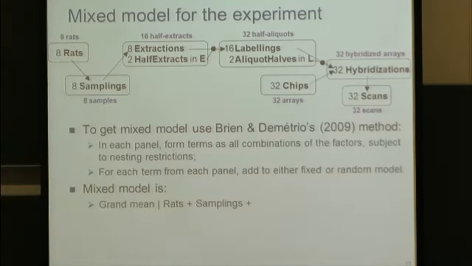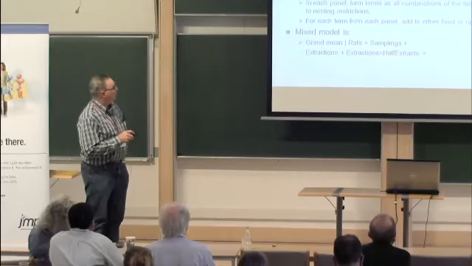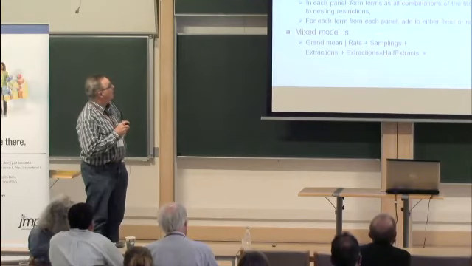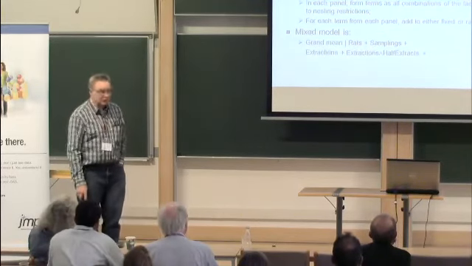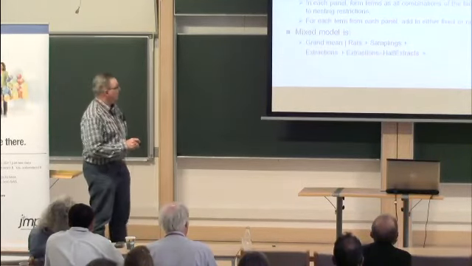Samplings, I've done the same thing. It's going to be random as well, so I add that to the previous rat terms. And then I'm going to move on to the half extracts panel here, and here I want to take all combinations of those two factors subject to the nesting, and there are only two terms, the extractions and then the extractions wedge half extracts. So this really stands for a 16-level factor, which is all combinations of the two half extracts with 8 extractions. I can't have half extracts on its own because it's nested within extracts.